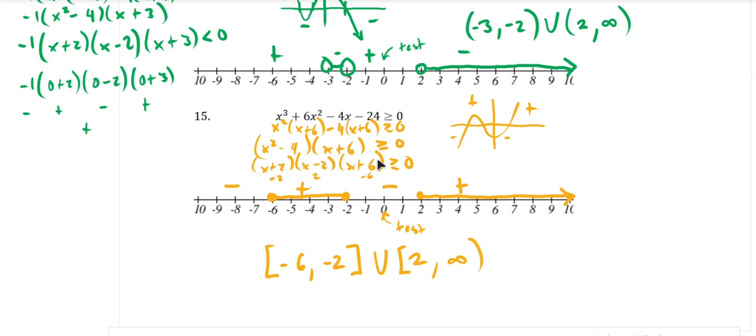They have odd multiplicity roots all, and so that changes sign across each endpoint. We're talking about an inclusive inequality here, so we include these with a filled-in circle, and we use brackets to mark the endpoints in our interval notation.